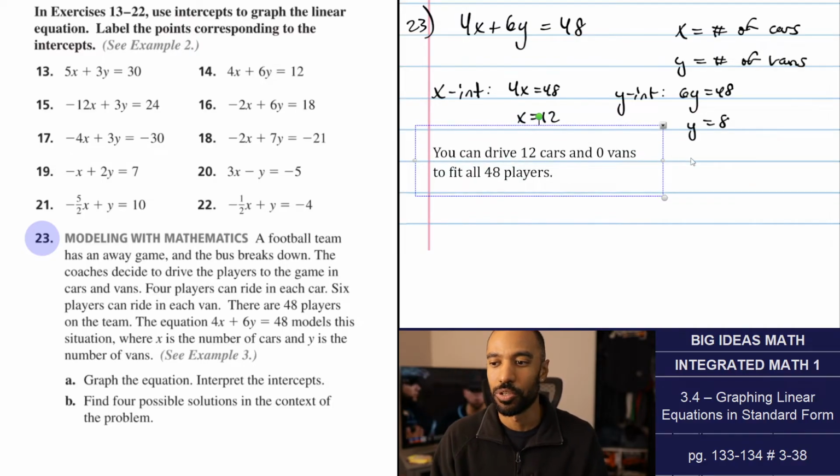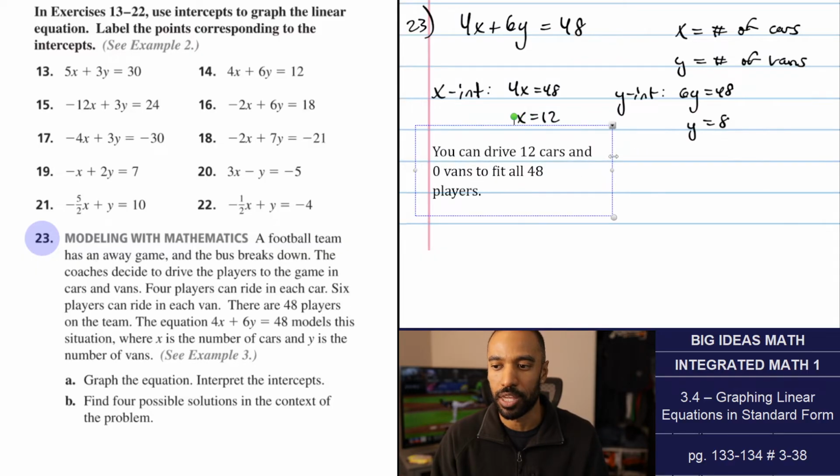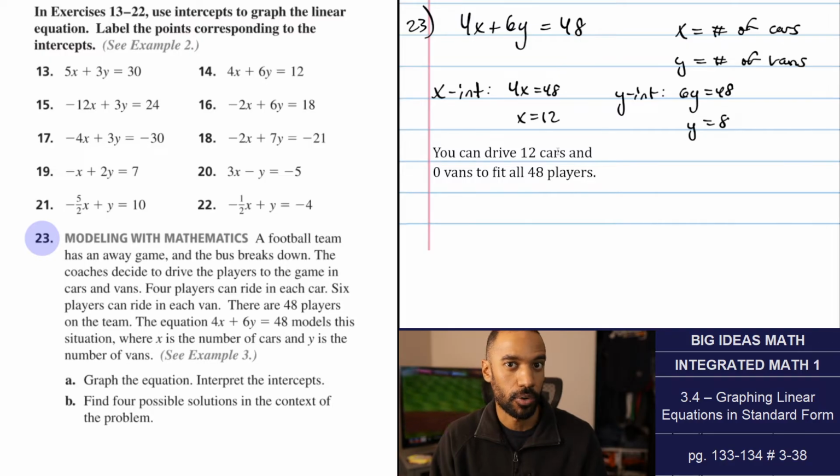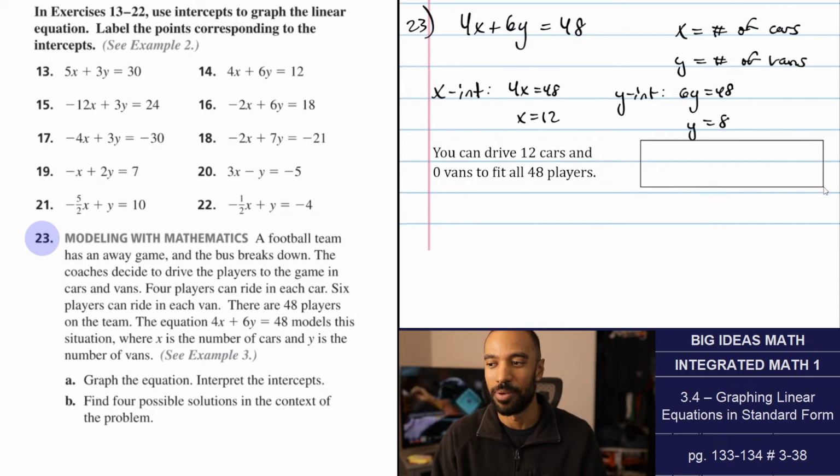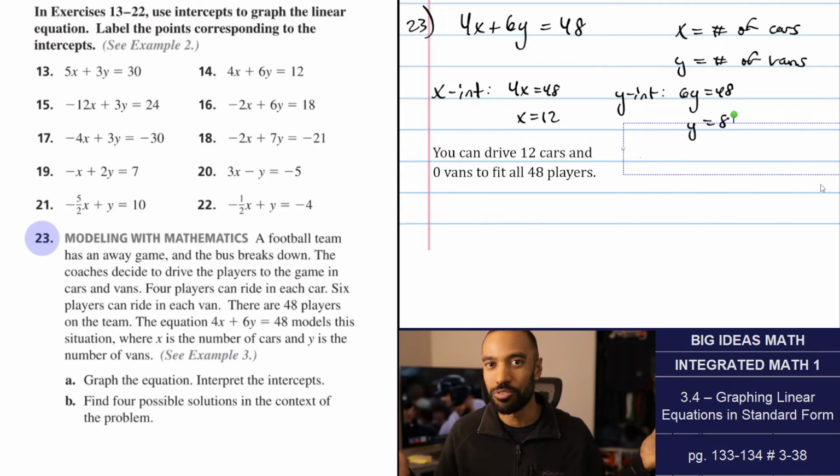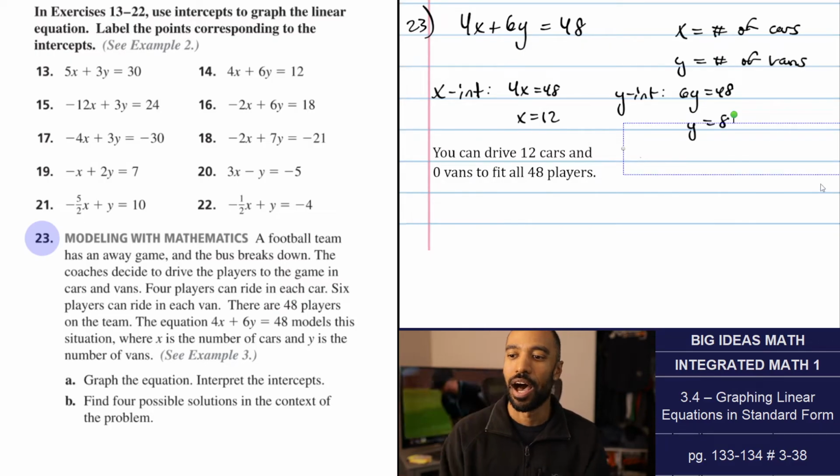When I say the word solution, I'm thinking mathematically, like a point on the graph. But it's also a solution to the problem, right? This is a bus problem. Hey guys, I have a solution. Why don't we drive 12 cars? Yeah, that's it, right? Another solution.